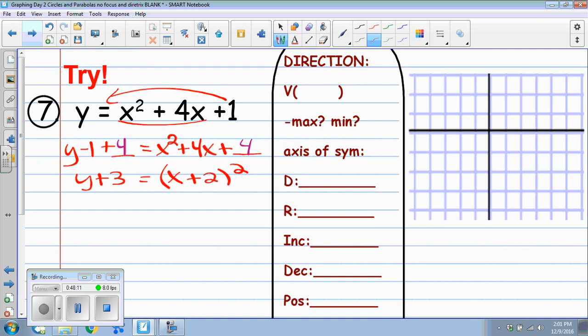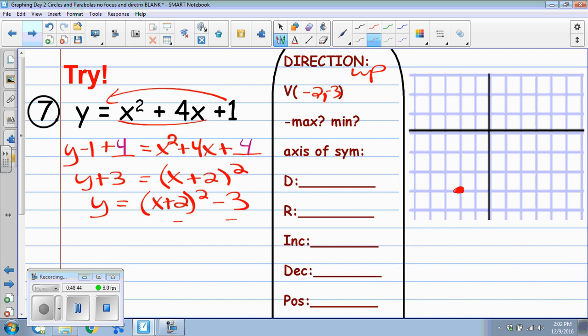Now, with the other one, we had something to factor out, a greatest common factor on the other side. Here we don't. So all we have to do is subtract 3 from both sides, and we're done. y equals x plus 2 squared minus 3. Now, it's y equals, so it's up or down. A is positive, so it opens up. Now, this one is a function. So the vertex is the point -2, -3. So -2, -3.